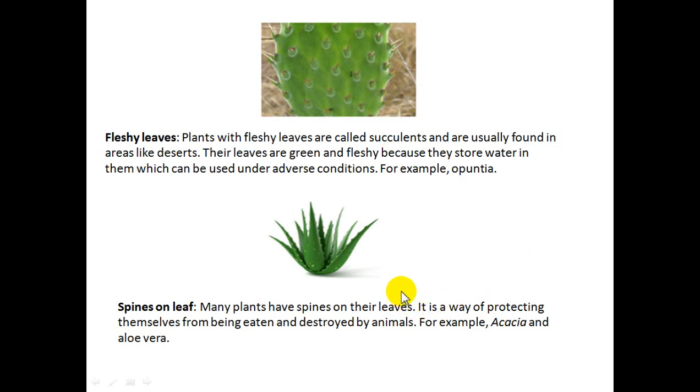Okay. Spines on the leaf. Many plants have spines on their leaves. It is the way of protecting themselves from being eaten and destroyed by animals. For example, acacia and aloe vera. These all are very common examples of the leaves which are having spines on it.